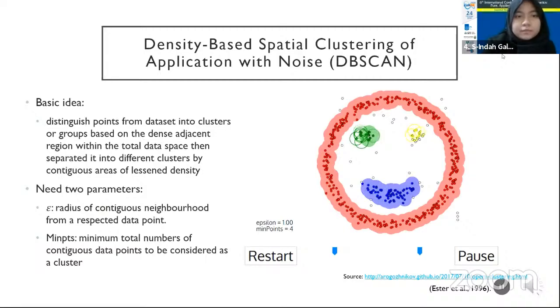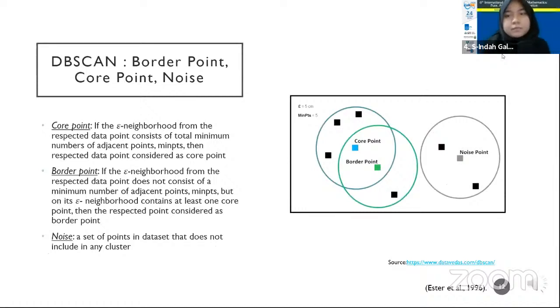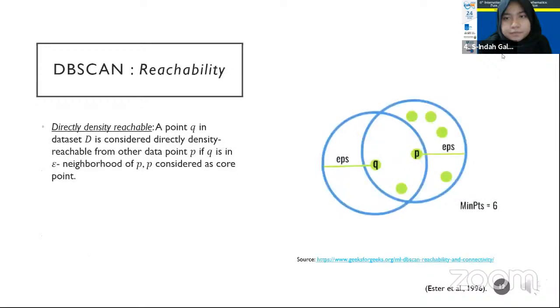DBSCAN needs two parameters, epsilon and minimum points. Some terminologies commonly used in DBSCAN are border point, core point, and noise. Based on the definition in the illustration, the blue point is a core point because it has 5 points in its epsilon neighborhood. The green point only has 3 points in its epsilon neighborhood, so it is considered a border point. And the gray one is far from a core point and only has 3 points in its epsilon neighborhood, so it's called noise.